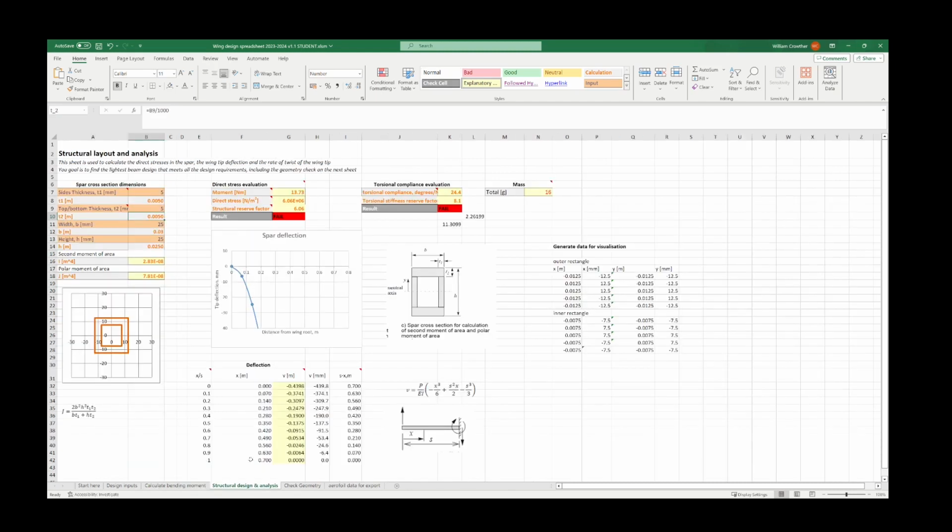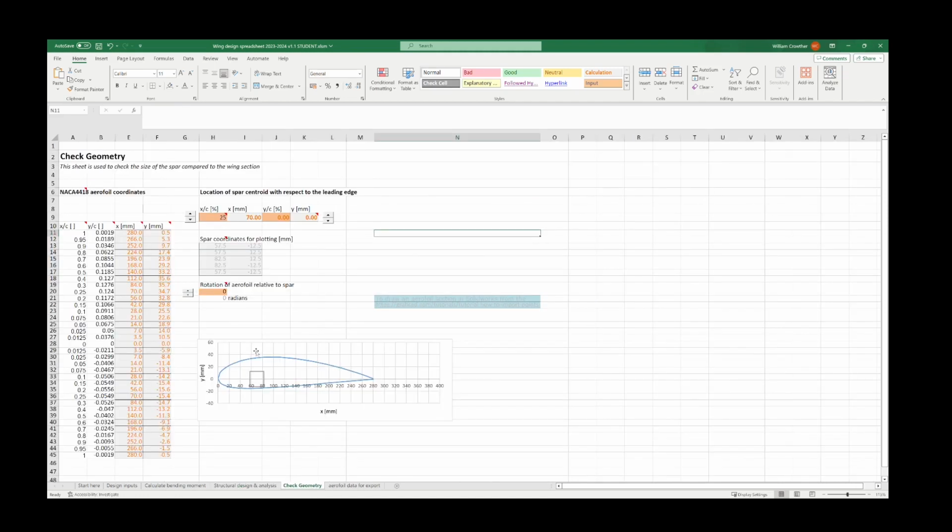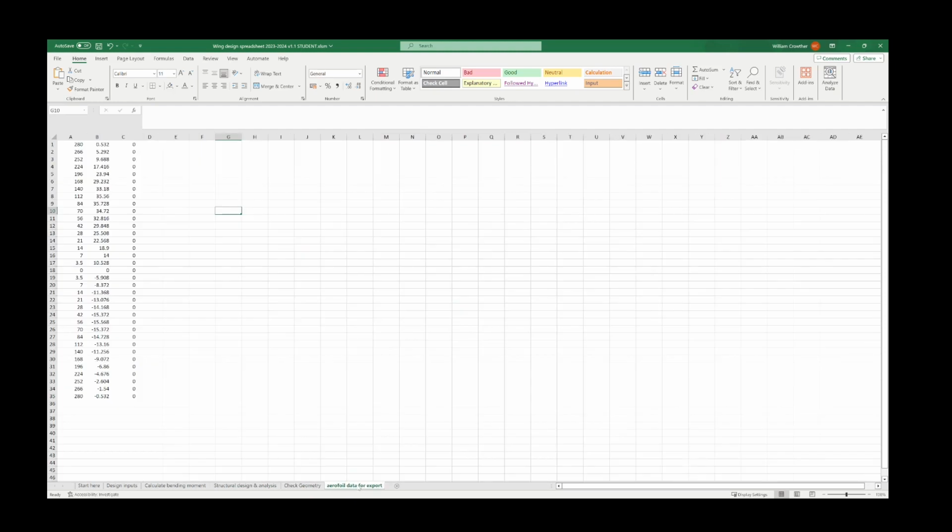Then this is the bit where the design happens. We're going to vary the geometry and then look at the stress and deflection of the beam to see if it meets requirements. And then when it does meet requirements, we can then check the geometry fits inside our wing. And at the very end here, when we're satisfied with our design, we can export the geometry of the airfoil into CAD, and then we can use that to draw it up properly.